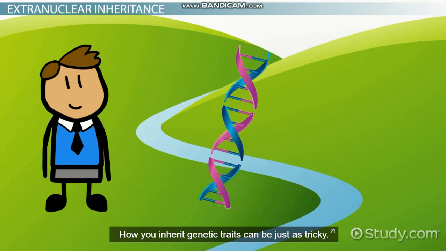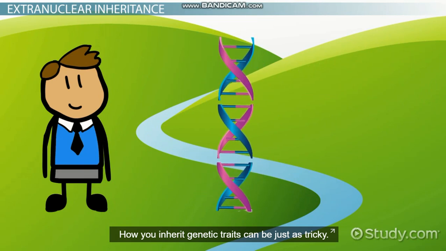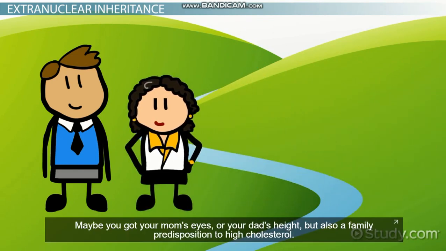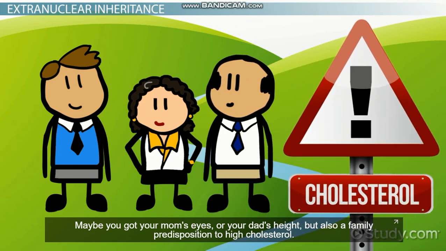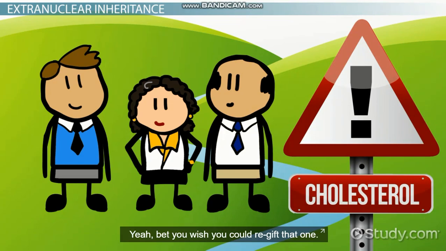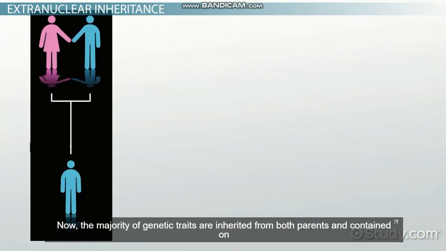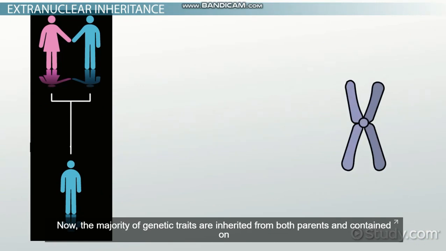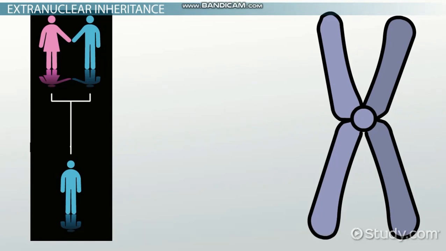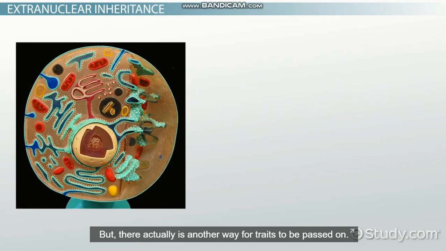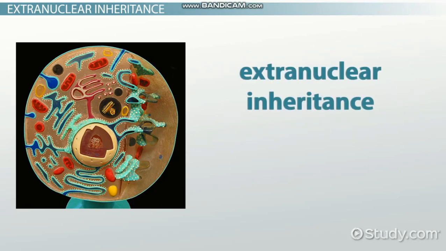How you inherit genetic traits can be just as tricky. Maybe you got your mom's eyes, or your dad's height, but also a family predisposition to high cholesterol. Yeah, bet you wish you could re-gift that one. Now, the majority of genetic traits are inherited from both parents and contained on the chromosomes within the cell nucleus. That's where most genetic traits are contained. But there actually is another way for traits to be passed on.